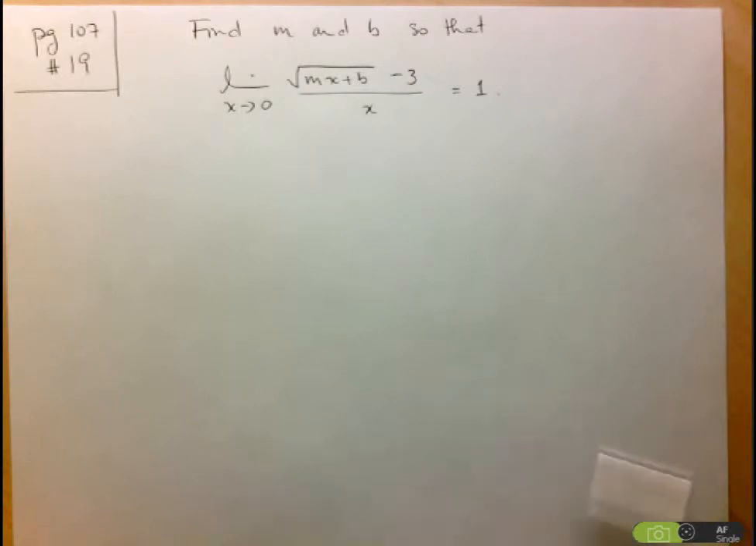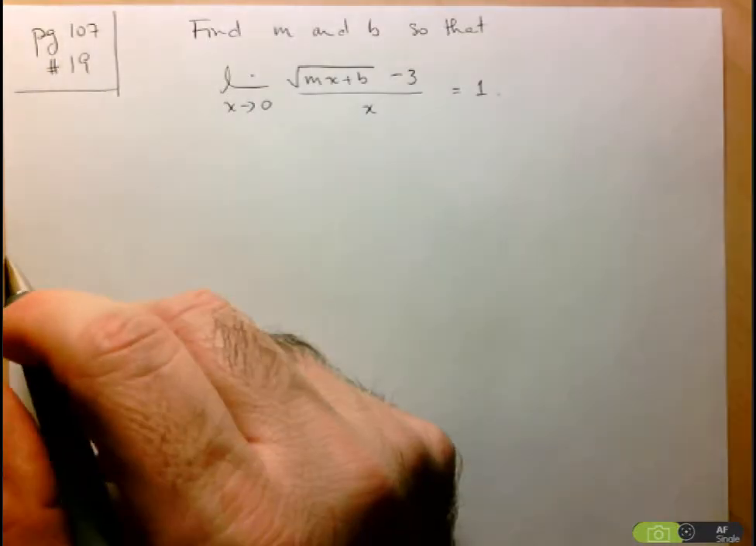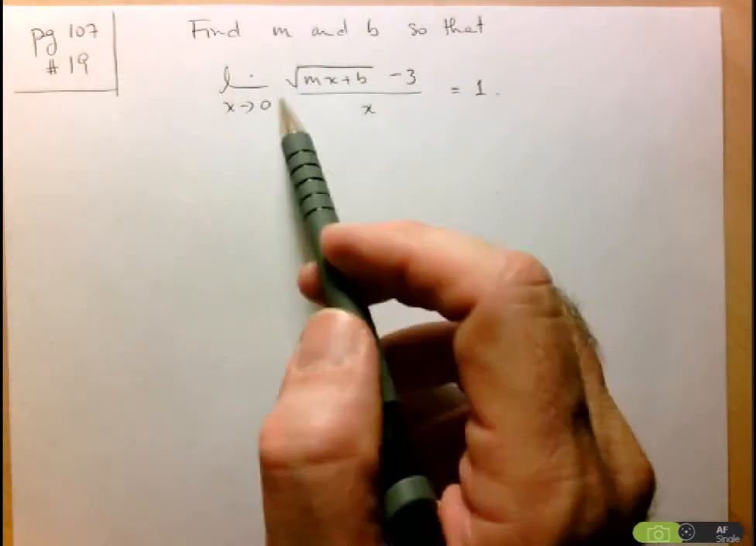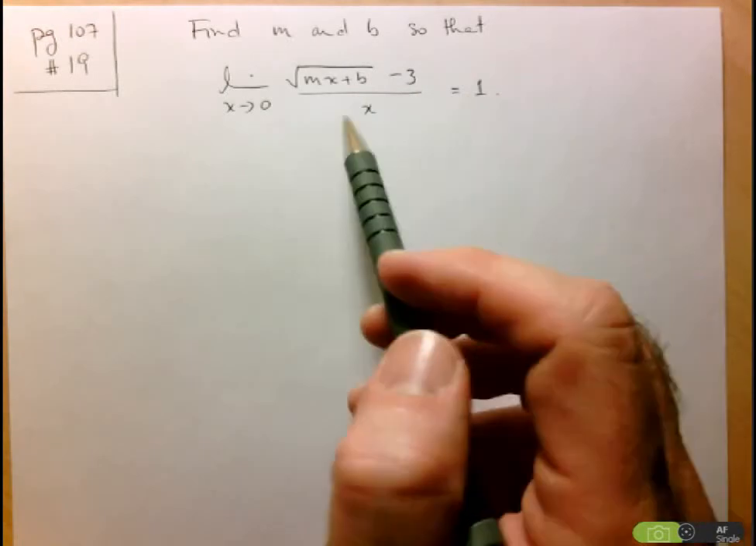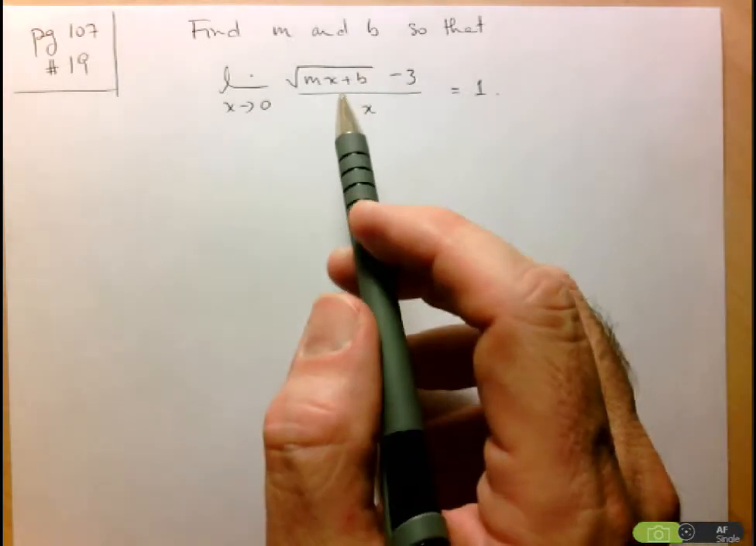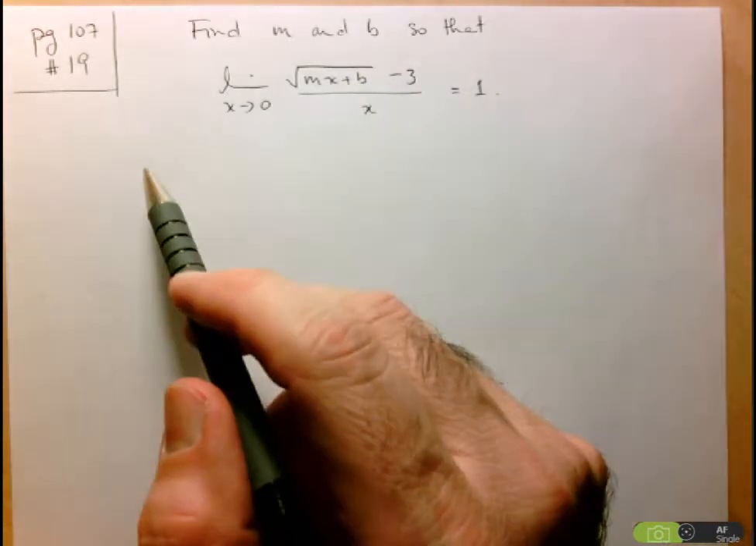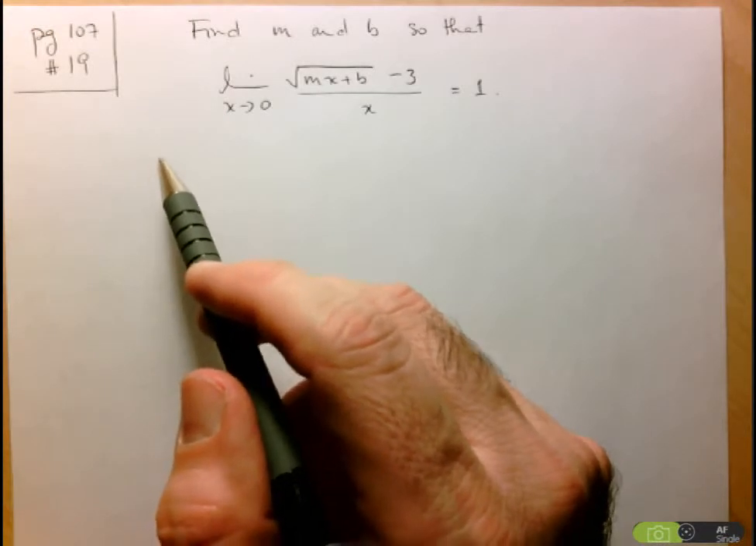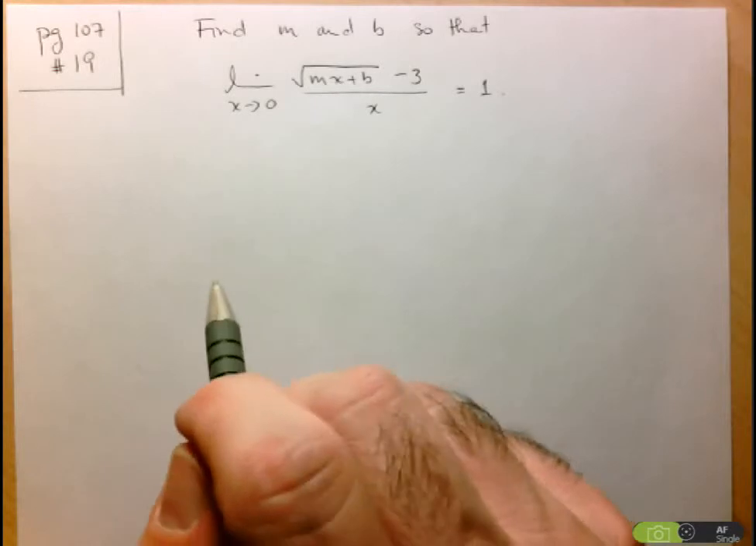Hi folks, we're taking a look at number 19 from page 107, and what we want to do here is find numbers m and b so that this limit here is equal to 1. Now if you watch the video for number 18, you'll see that I showed 4 different ways of solving that problem, each one with a slightly different perspective.